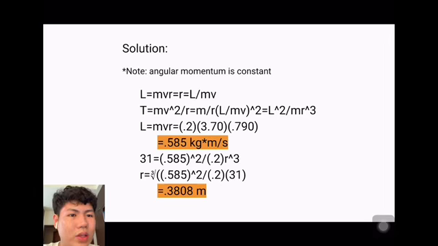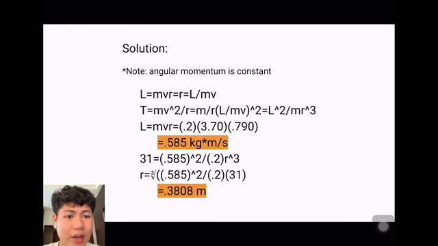So then we get our tension, which is mv squared over r, and you can convert that to m over r times L over mr squared, sorry. And then you get the final formula of L squared over m r cubed. Then we calculate for our angular momentum. You just plug everything in, 0.2, 3.70, and 0.790, which will give you 0.585 kilogram meters squared per second.